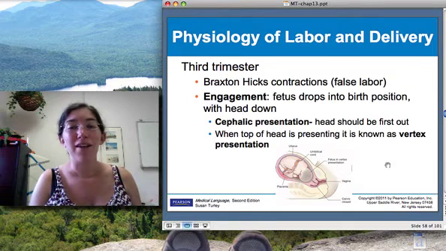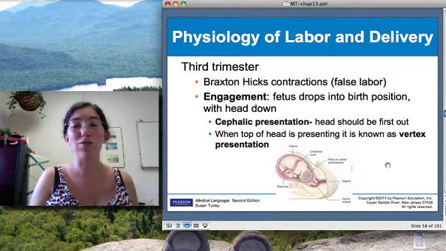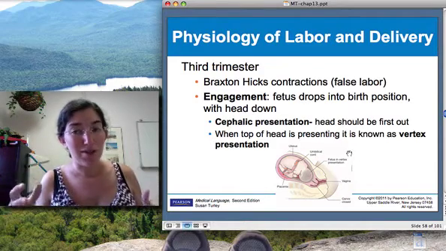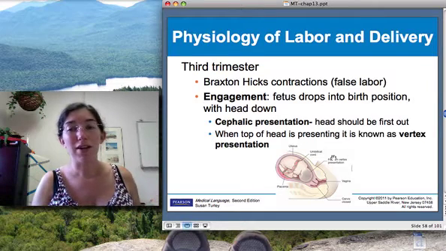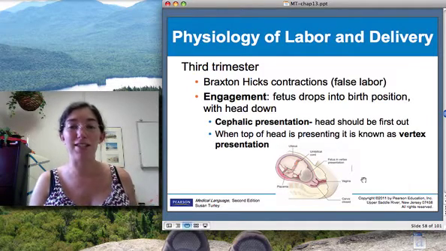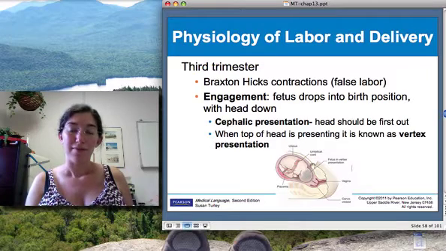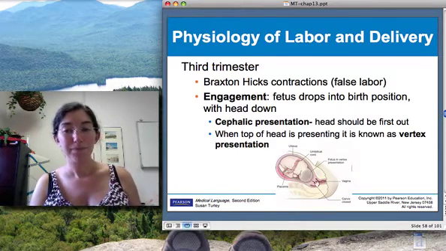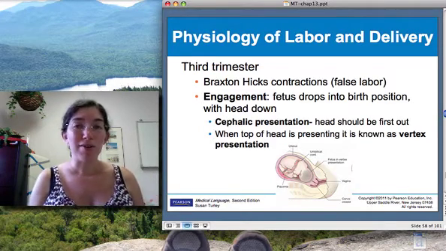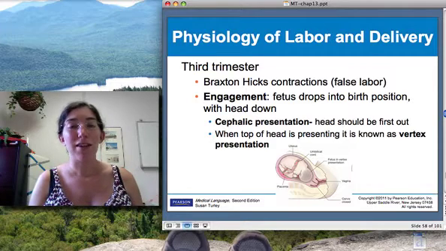Engagement is when the fetus positions itself and drops into its birth position. So the proper position for birth is with the head down, called cephalic presentation. Okay, typically the ideal presentation is with the top of the head pointing towards the cervix. That's called vertex presentation. Okay, and that's ideal with the infant facing posteriorly with the tip of the head at the opening of the cervix. And we'll talk about some other positions that the fetus can take that are not ideal.